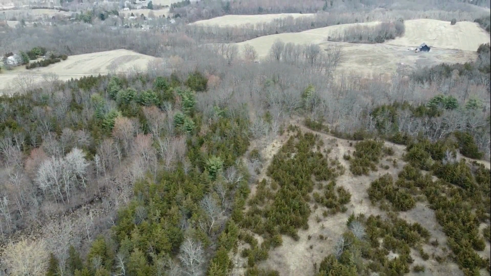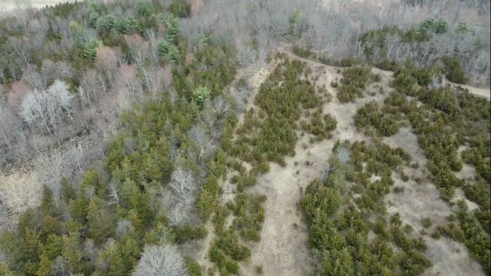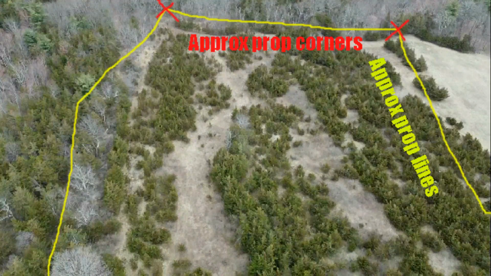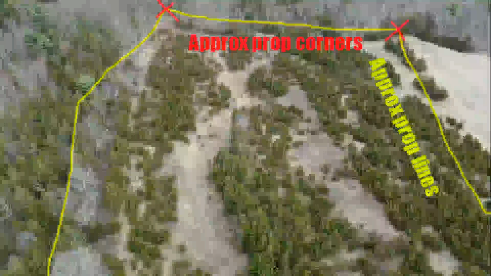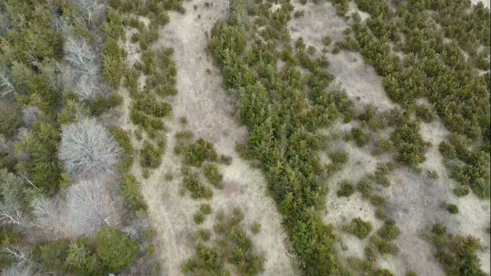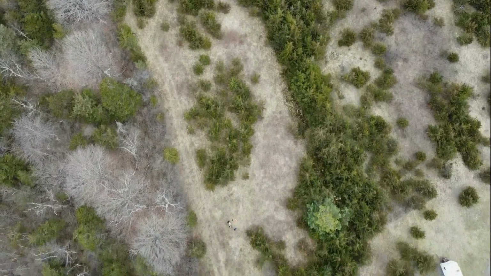And then we're looking at approximate property corners from the drone, a couple of snapshots I took from the aerial photography and Photoshop just to illustrate approximate property lines and corners so you can have an understanding of what we're looking at from the drone perspective. We'll go much deeper into the drone photography later in the series here. We're just very lightly touching on the pieces of this.